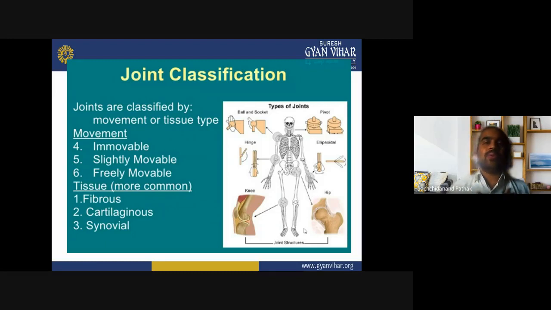So when you want to classify the joints, you can classify them according to movement: immovable, slightly movable, and freely movable. According to the movement, you can classify the joint. The first is the immovable joint, then slightly movable joints, and freely movable joints.